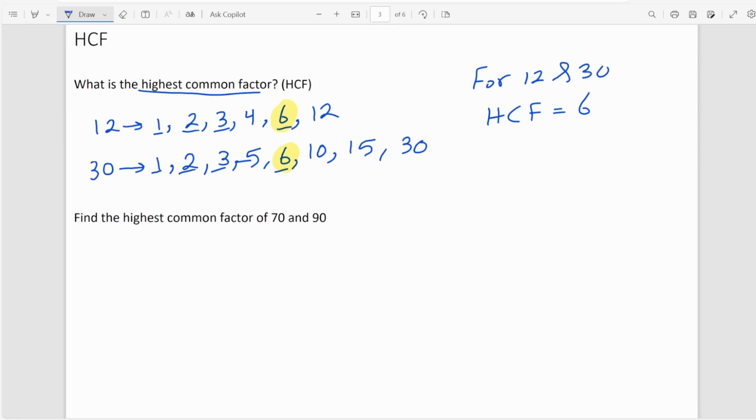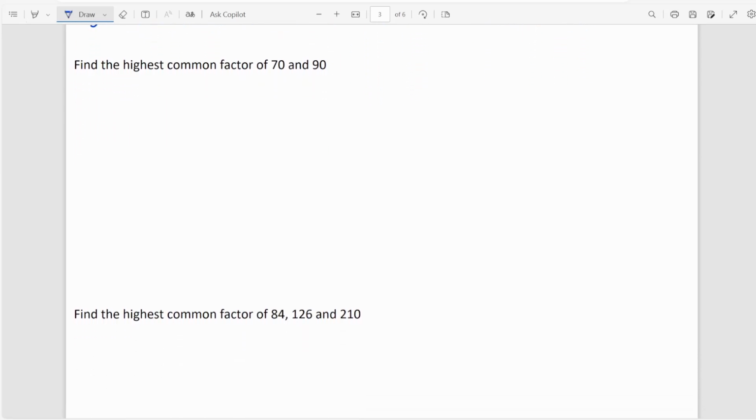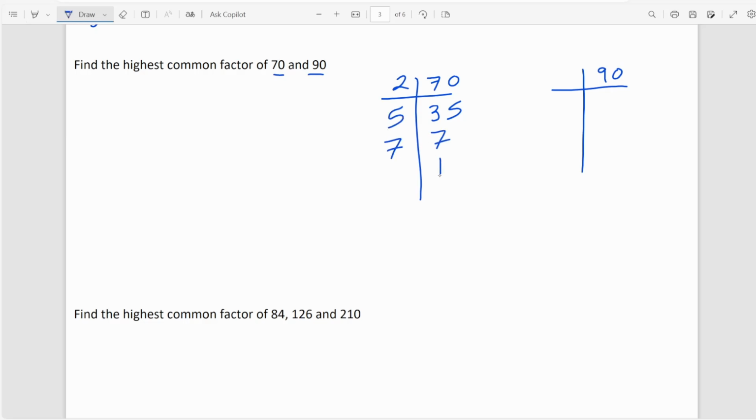Now, it would be impractical to do this method for very large numbers, so how do we do it? Well, we use the product of prime factors, okay? So let's take an example. Find the highest common factor of 70 and 90. What you should do is find the product of prime factors for 70 and for 90. So for 70, we're dividing by 2, get 35. By 5, we get 7, and by 7, we get 1. So 70 is equal to 2 times 5 times 7.